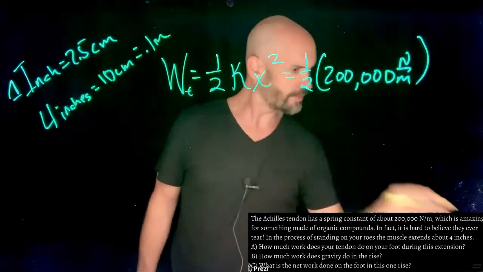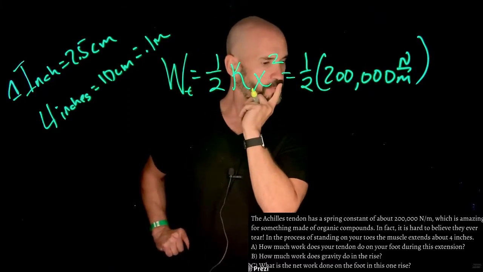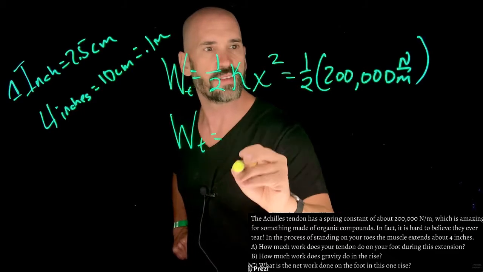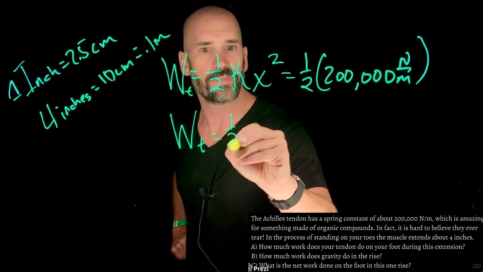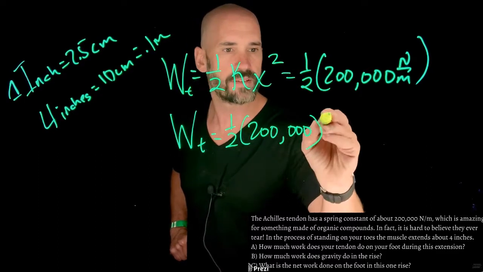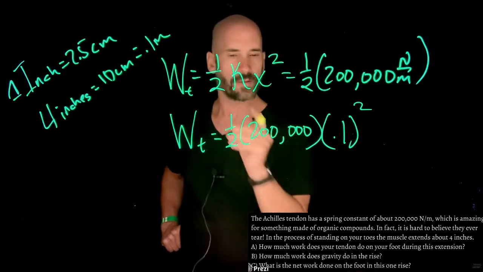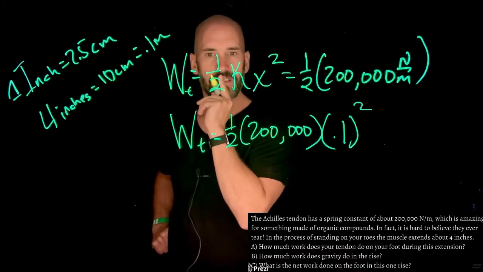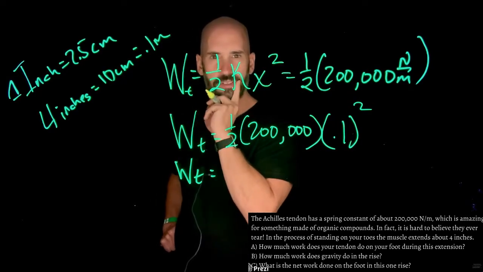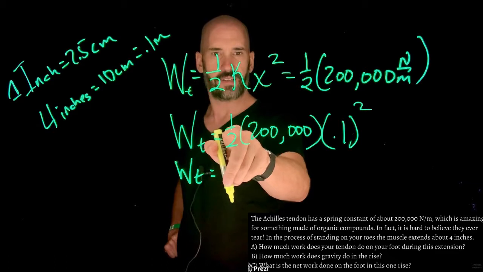Is that accurate? I think so. Okay. And so that means that the work that this tendon does is 1/2 times 200,000 times 0.1 squared. Okay, and so let's see if we can do this without a calculator. Let's see if we can just totally not be so reliant.